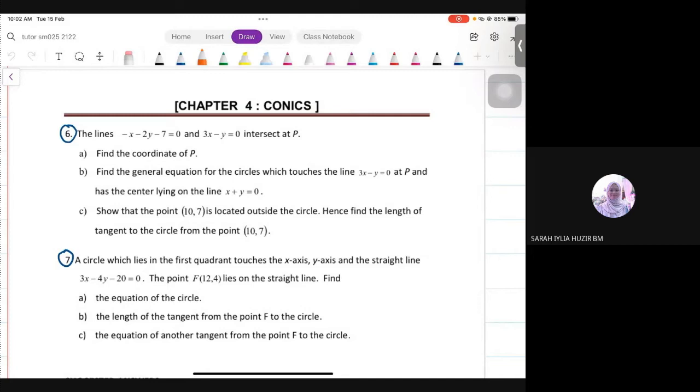One for circle question. For this question, we have lines that intersect at P. Find the coordinate of P. Given two lines, kita ada dua straight line, kita nak kena cari intersection. Ingat je konsep. When it comes to intersection, mesti kena guna konsep persamaan serentak. Simultaneous equation. Depends on the situation lah.